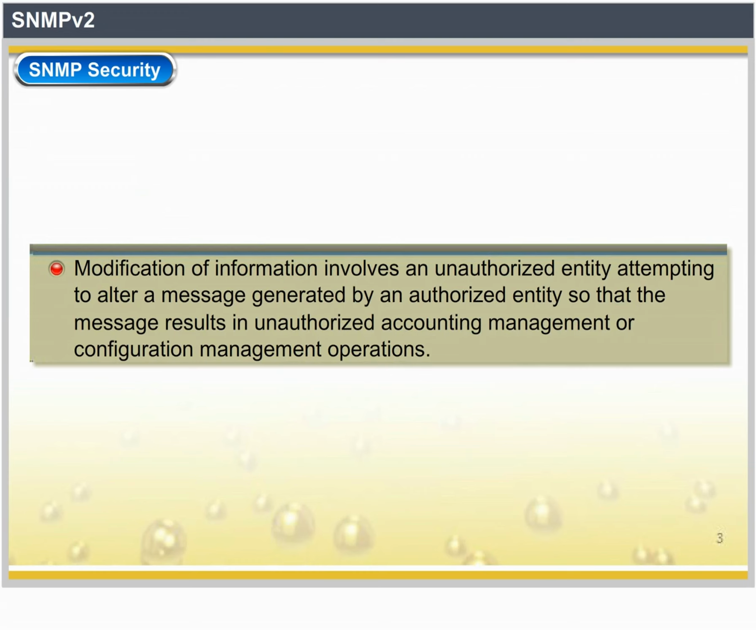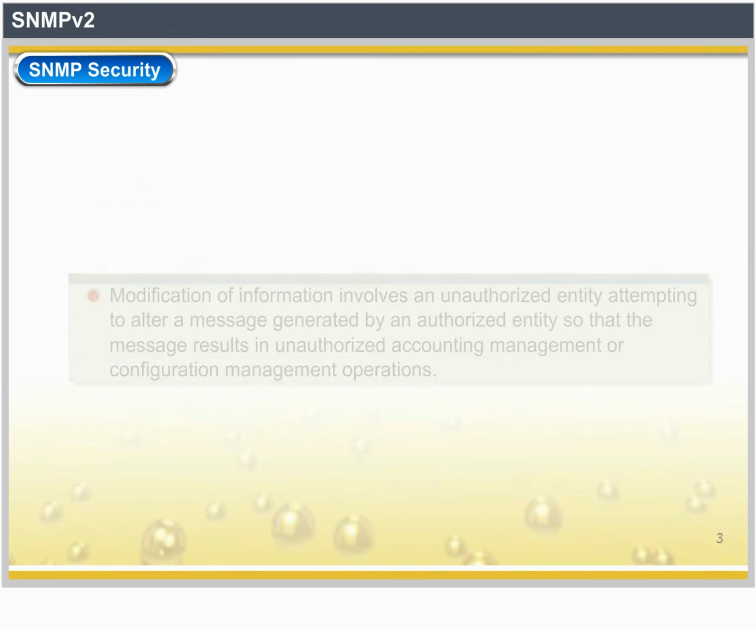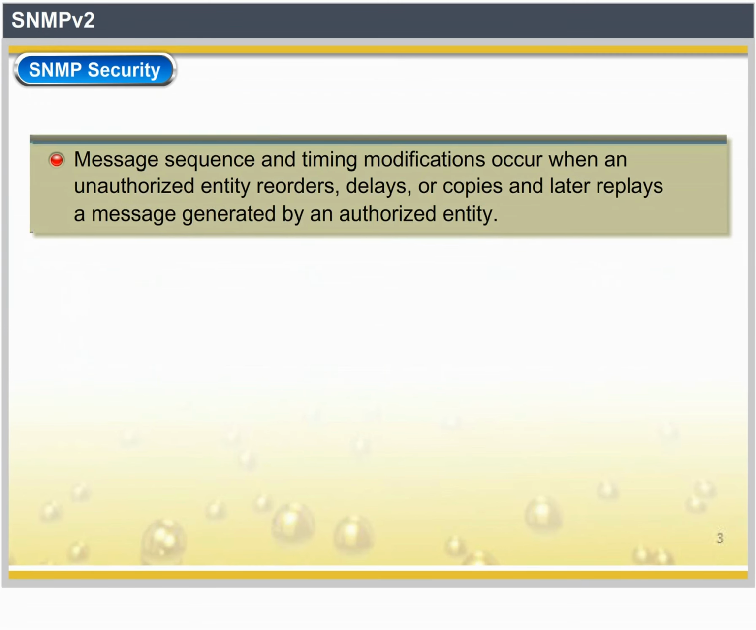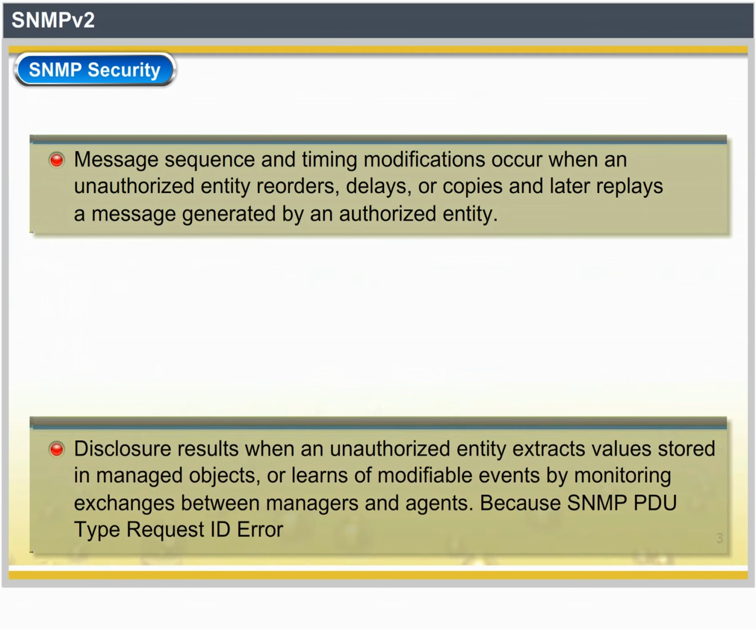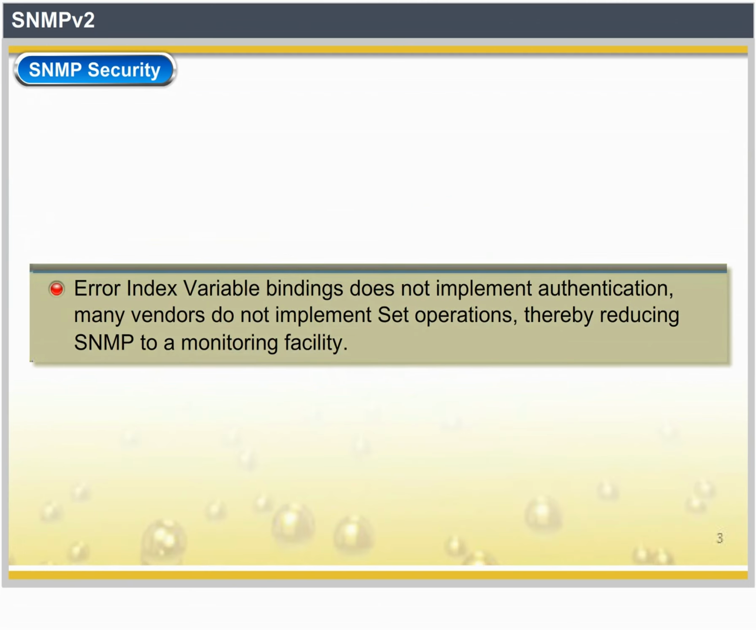Message sequence and timing modifications occur when an unauthorized entity reorders, delays, or copies and later replaces a message generated by an authorized entity. Disclosure results when an unauthorized entity extracts values stored in managed objects or learns of modifiable events by monitoring exchanges between managers and agents, because SNMP does not implement authentication. Many vendors do not implement set operations, thereby reducing SNMP to a monitoring facility.